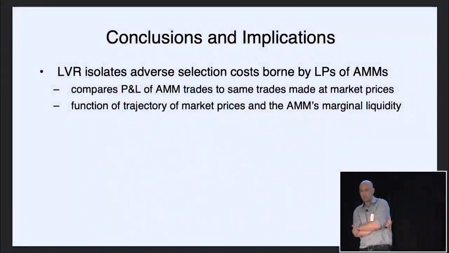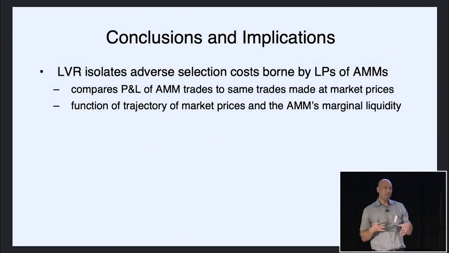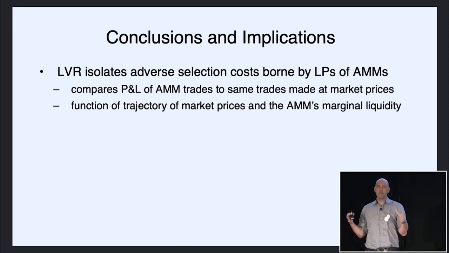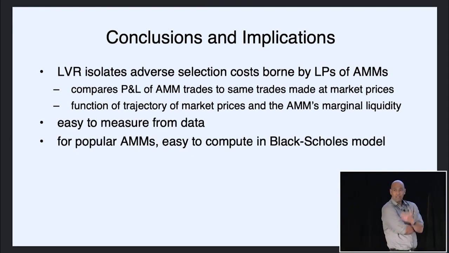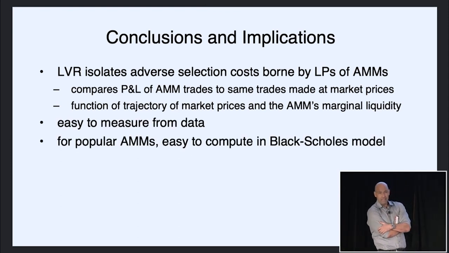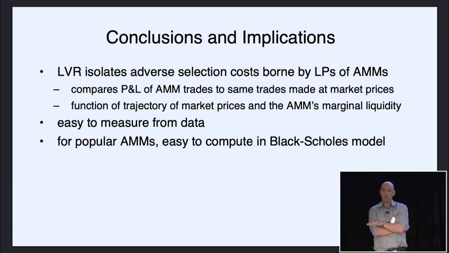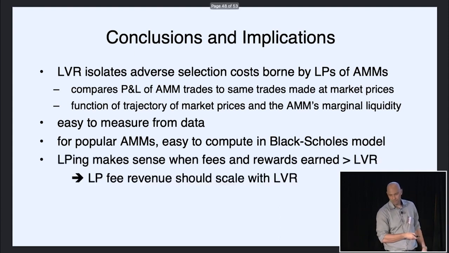Takeaways: we argue that lever is really the first concept that properly isolates the adverse selection costs faced by liquidity providers of automated market makers. And again, what's the idea? The idea is you compare to a reference strategy. In that sense, there's a similarity to impermanent loss or loss versus holding, but it's a more sophisticated reference strategy where you copy the trades of the AMM, but execute them not through the AMM itself, but rather on the open market. I think it was hopefully self-evident from the early part of the talk that this is very easy to measure from data. And we also saw just now that in a standard Black-Scholes model for popular AMMs, you can actually compute lever explicitly.